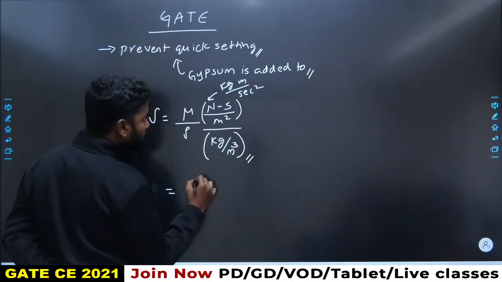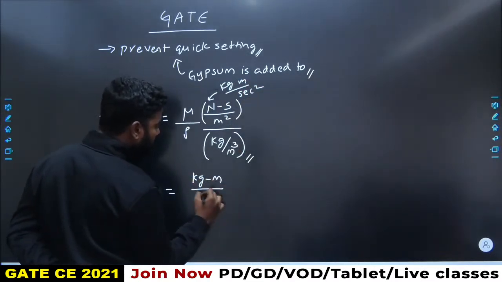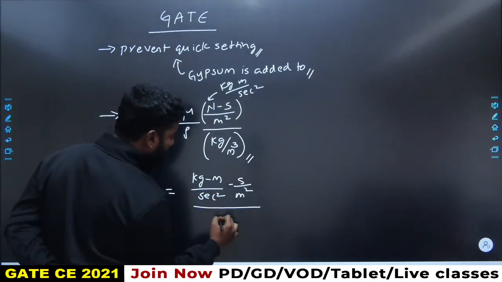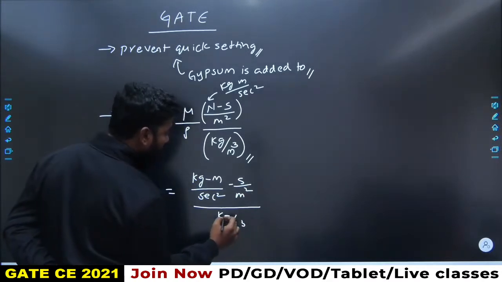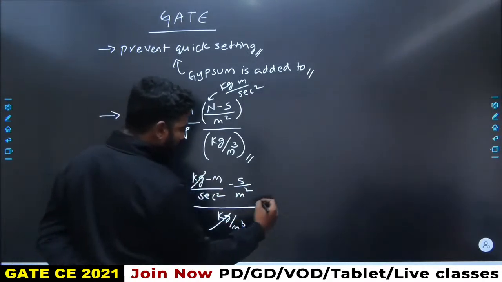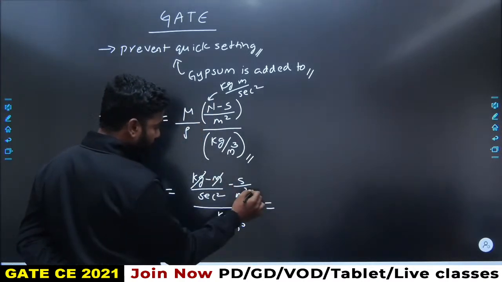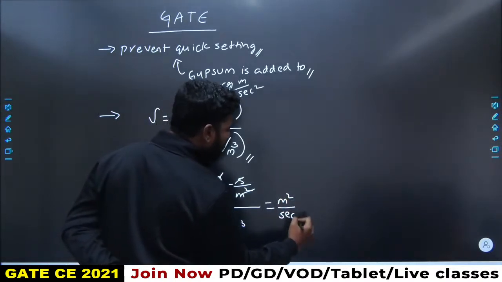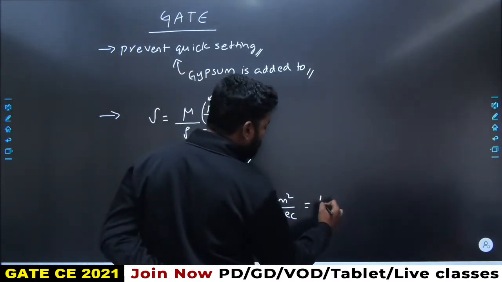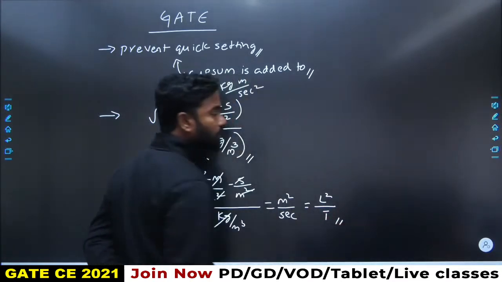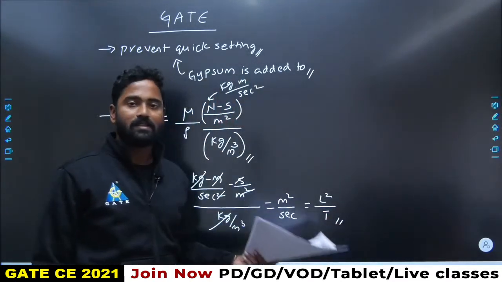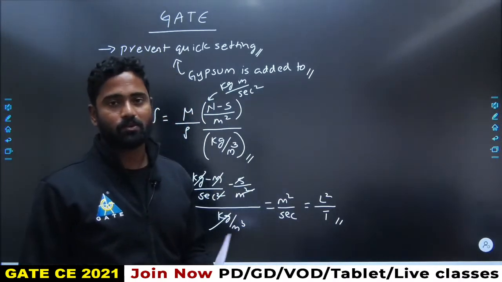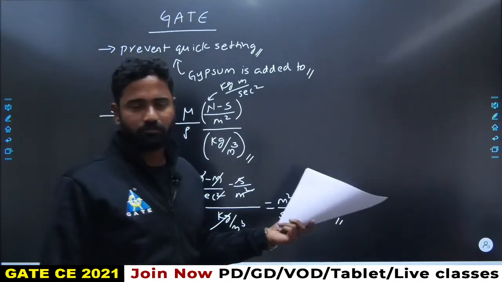Finally, this is kg meter per second square, second per meter square, upon kg per meter cube. First I will try to write down the units. So this will be generally equal to, see, this is only if you don't remember. If you remember, then it's okay. This is meter square per second. Meter square per second means L square by T. This is the dimensions. If you don't remember the units also, you can prove something like this. So the answer would be L square by T. Direct question, if you remember, fine.